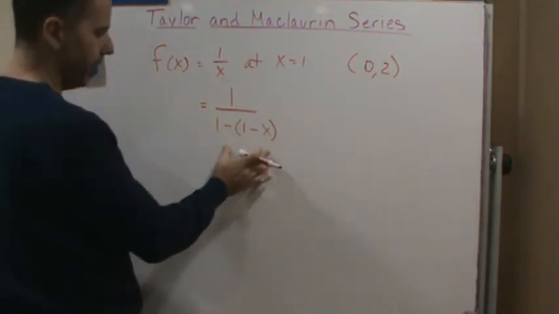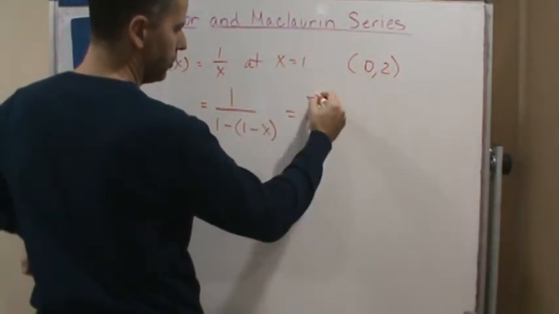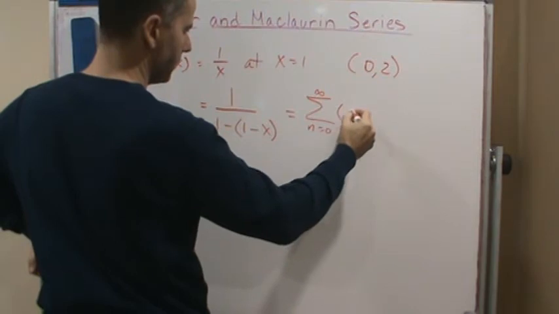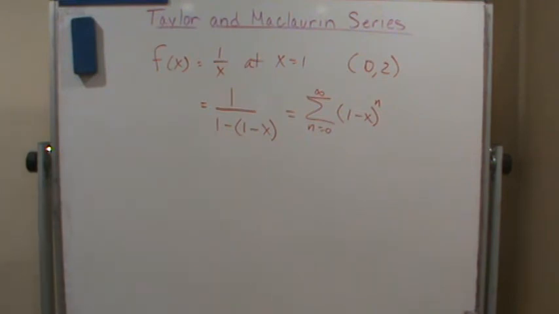And so this is equal to the summation for n equals 0 to infinity of what? One minus x to the n, which is a geometric series. And it converges to 1 over x from 0 to 2. But how do we know that?